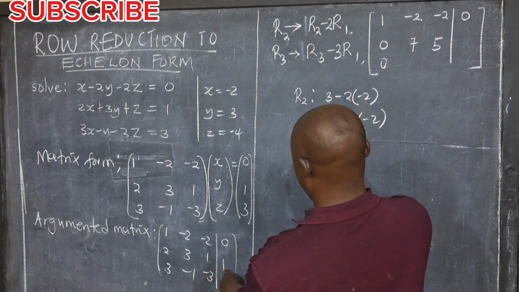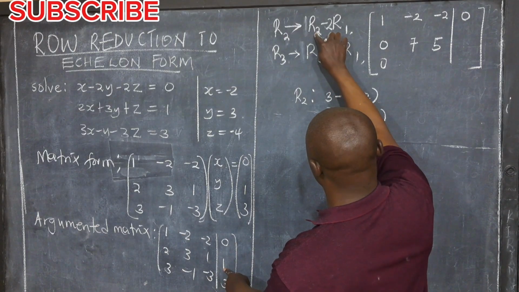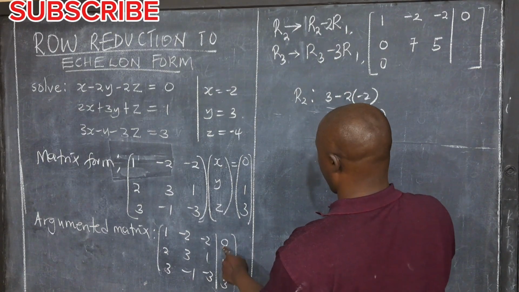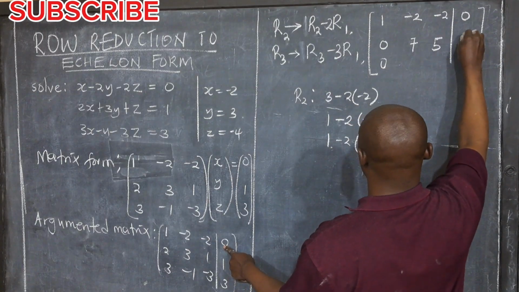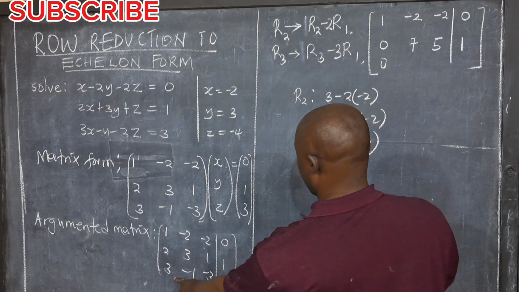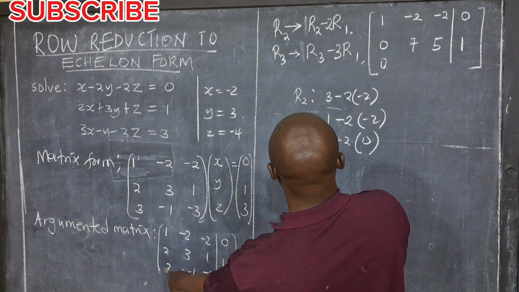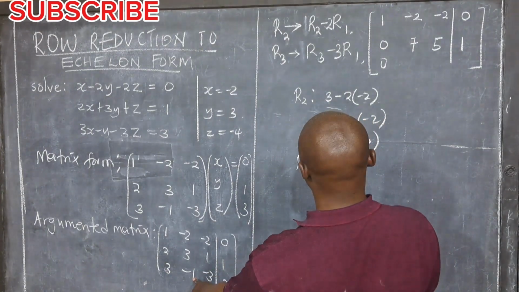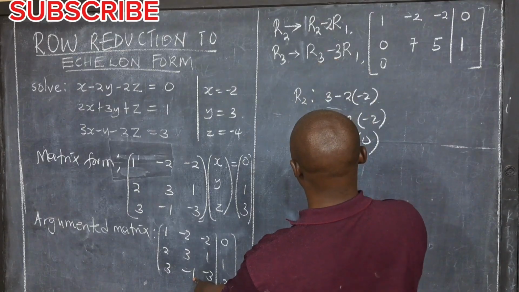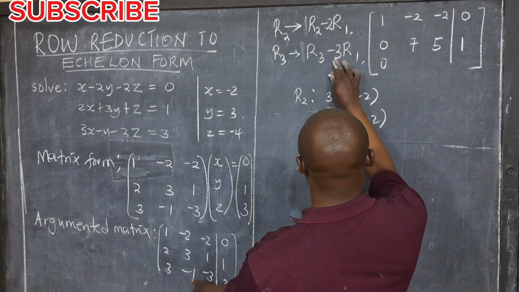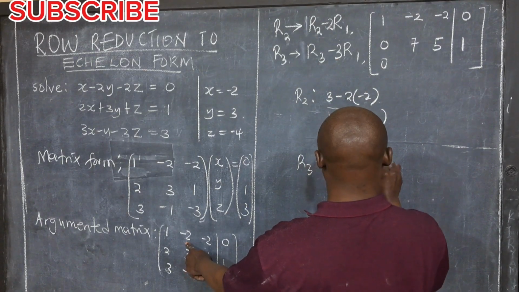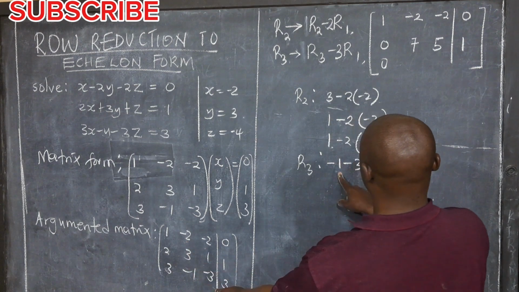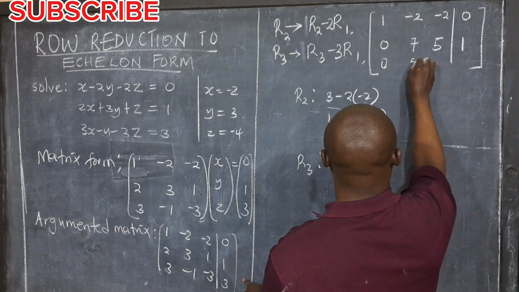Let's go on this element. So I have 1, which is row 2 minus 2 into row 1, which is 0. Gives us 1 here. Now checking on row 3. Let's look at row 3. So this position here. So I have row 3 minus that. So row 3 is -1 minus 3 into row 1, which is -2. So this gives us -1 plus that, which gives us 5.